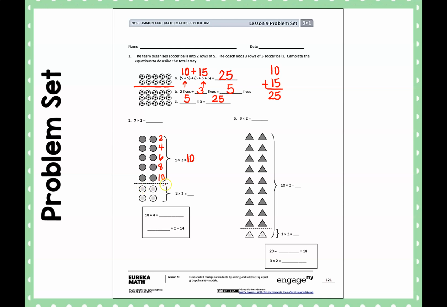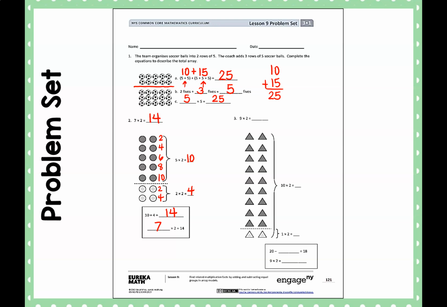Now for the second chunk of our array, we have 2, 4. So 2 times 2 equals 4. Okay, well now I have to add those two together. So now we go down here. 10 plus 4 equals 14. So how many rows were there total? 2, 3, 4, 5, 6, 7. So 7 times 2, going back up to the top, equals 14. Very good job. Let's look at number 3.